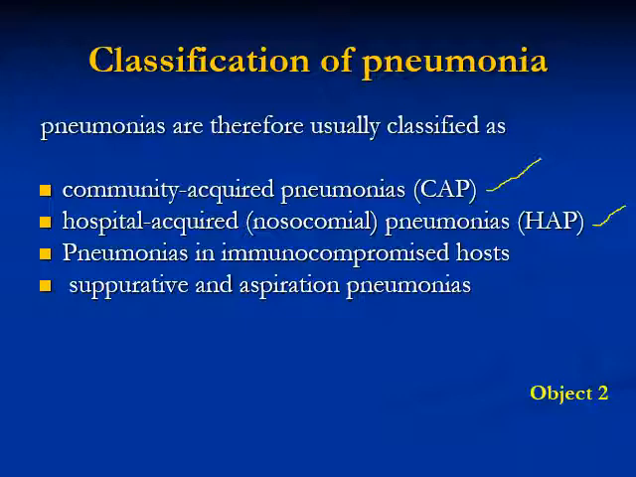And the last one is suppurative and aspiration pneumonia. Pneumonia occurs due to aspiration of oropharyngeal secretions, and this may lead to suppurative pneumonia, developing localized pus or multiple abscesses or a localized abscess. We will come to each of them separately.